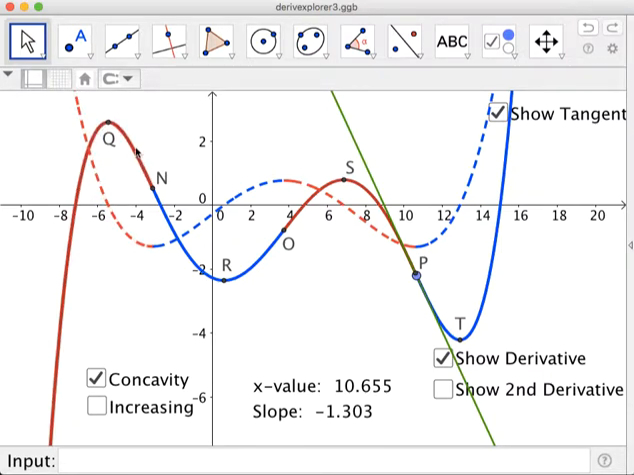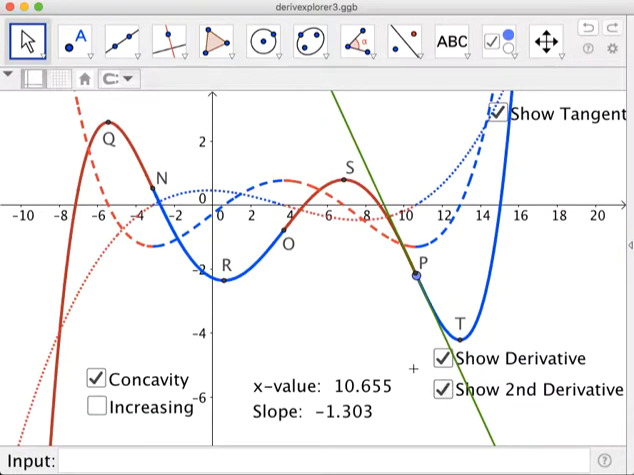Now when we look instead at concavity, we can see whenever the slope is decreasing, it's concave down. Whenever the slope is increasing, it's concave up. The way that shows up in the first derivative is that the first derivative is decreasing. That means the slope is decreasing while the original function is concave down. Our slope is increasing while the original function is concave up.